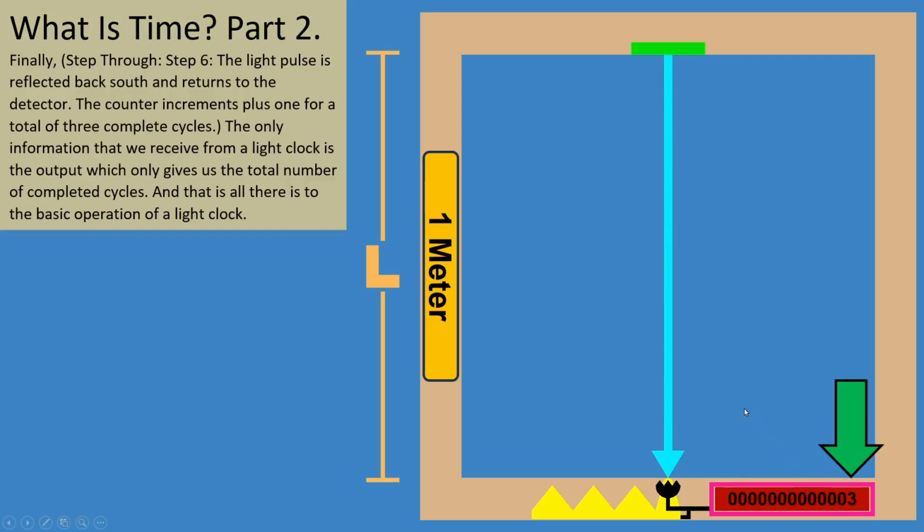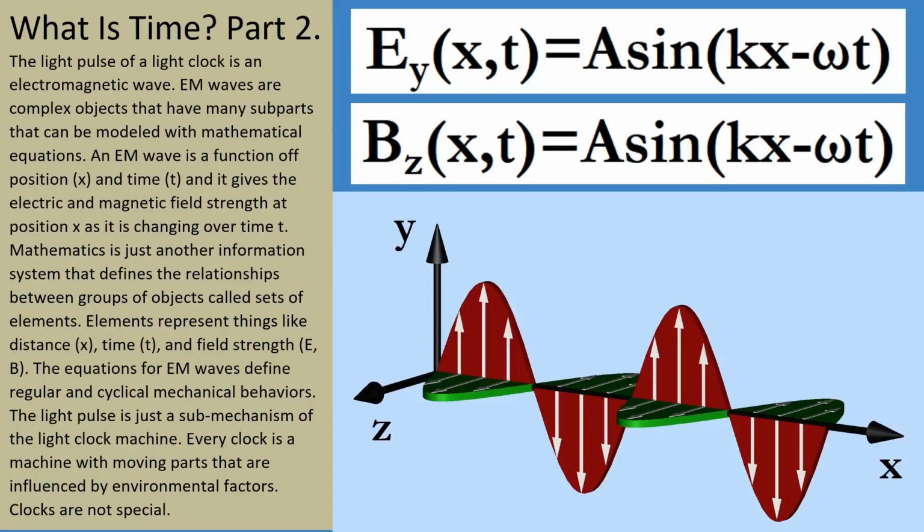The only information that we receive from a light clock is the output, which only gives us the total number of completed cycles. And that is all there is to the basic operation of a light clock. The light pulse of a light clock is an electromagnetic wave. EM waves are complex objects that have many subparts that can be modeled with mathematical equations. An EM wave is a function of position and time, and it gives the electric and magnetic field strength at position x as it is changing over time t.